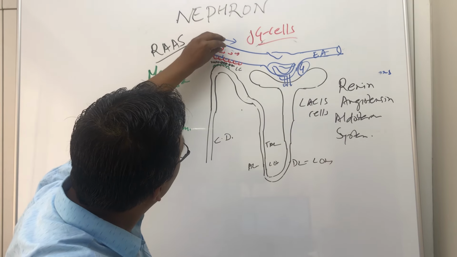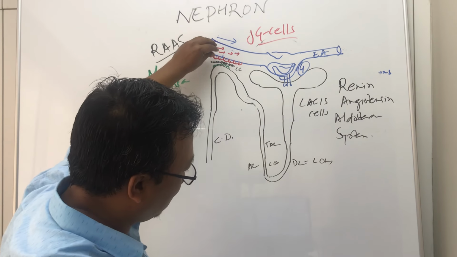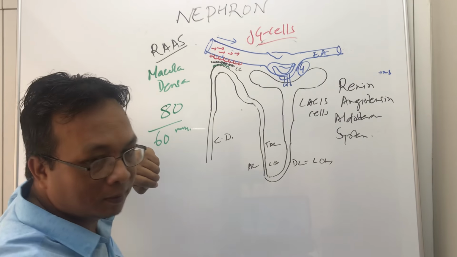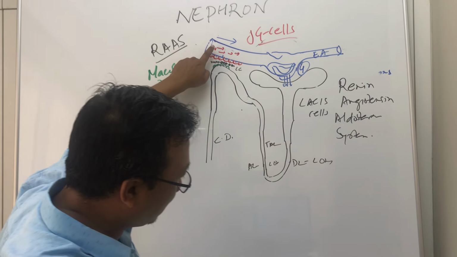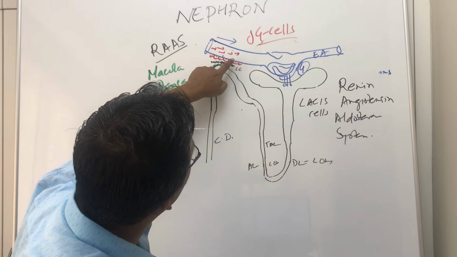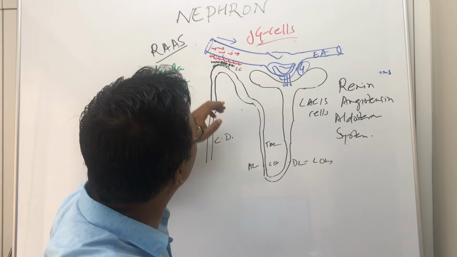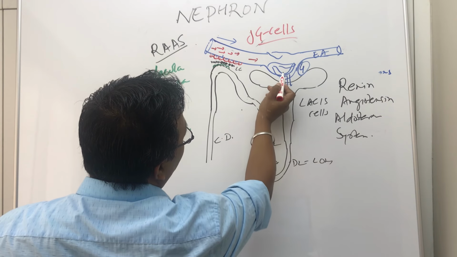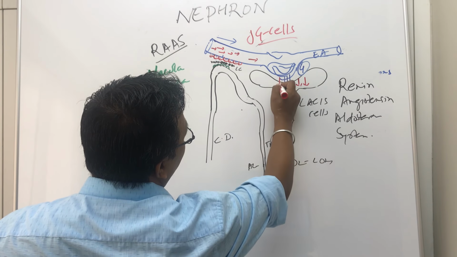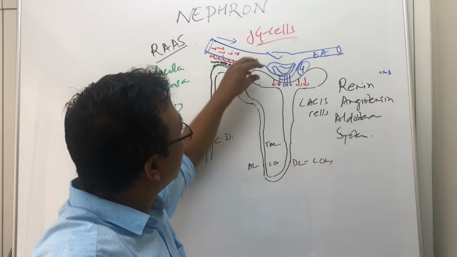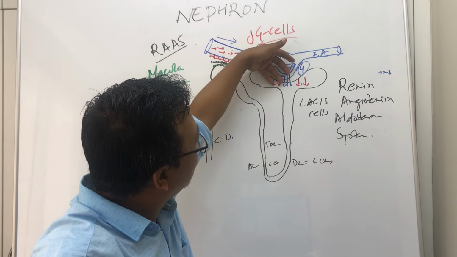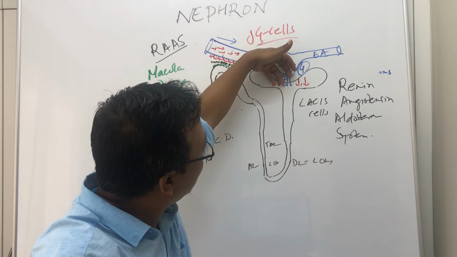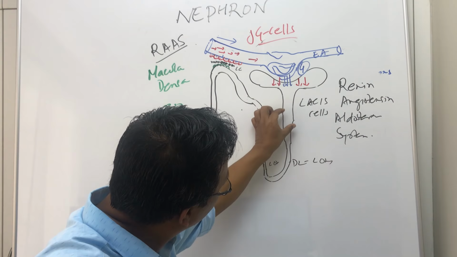Now what will happen? When there is a decreased blood flow in the afferent arteriole, these JG cells will be stimulated. Now how are these stimulated? Listen. When the blood flow is decreased, it means the filtration is also decreased. So because of the low pressure, less filtrate is going to the nephrons. So less fluid is coming.